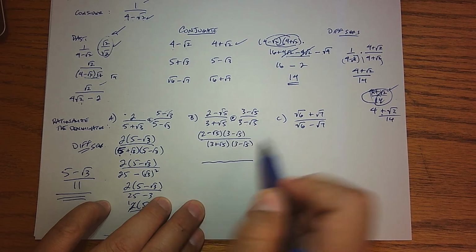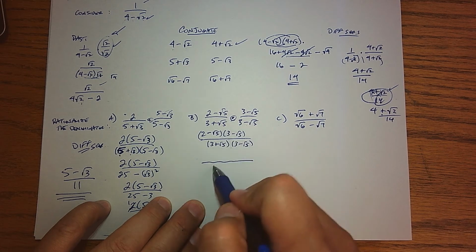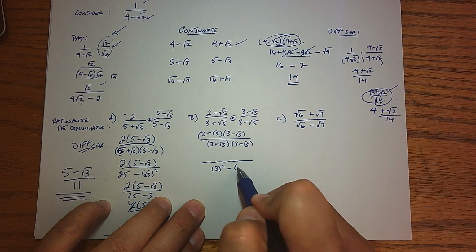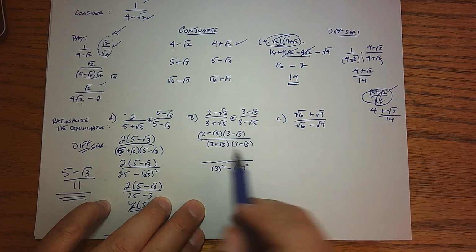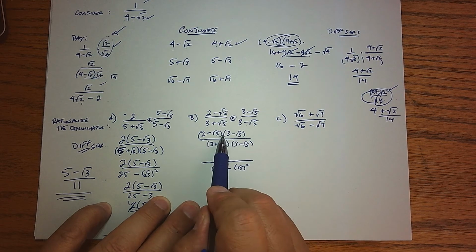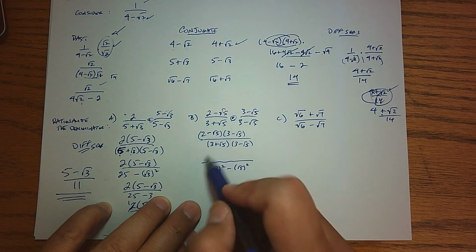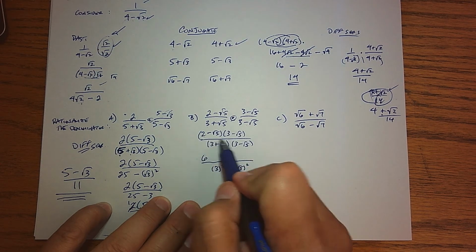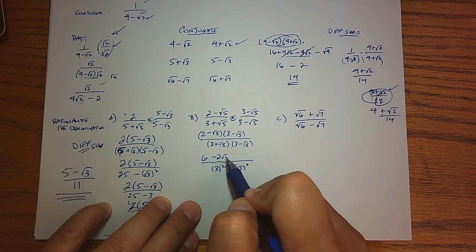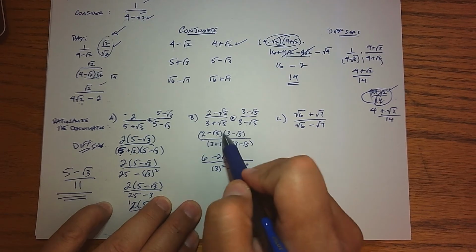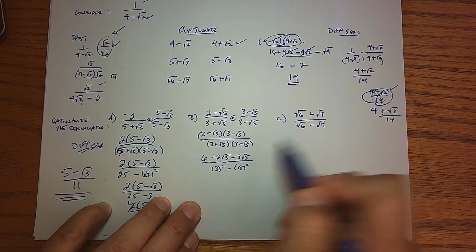Okay, in the denominator I have the difference of squares. So I have 3 squared minus the square root of 5 squared. Unfortunately, on the top, I'm back to FOILing that all out. So 2 times 3 is 6. The outer would give us a negative 2 square roots of 5. The inner would give us a negative 3 square roots of 5.